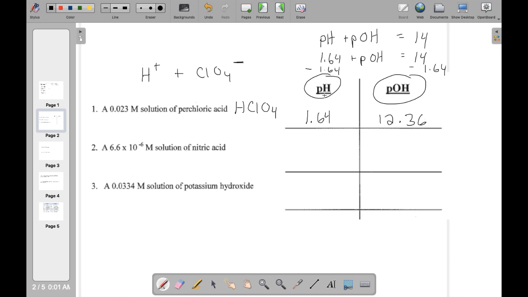Okay, what is this really telling us? Remember, if the pH value is low, it is more acidic. If the pH value is very high, it is more basic.